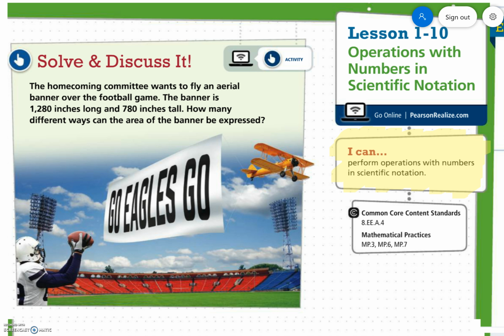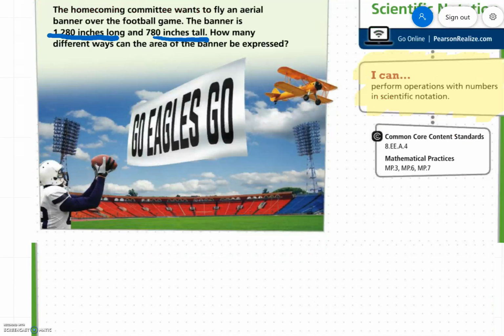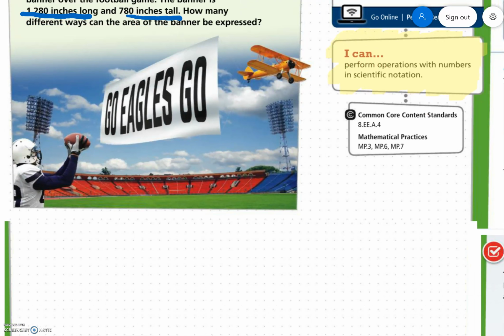The homecoming committee wants to fly an aerial banner over the football game. The banner is 1,280 inches long and 780 inches tall. How many different ways can the area of the banner be expressed? So let's remember that area equals length times width. I want you to pause the video and try and answer this question. There are multiple different answers.